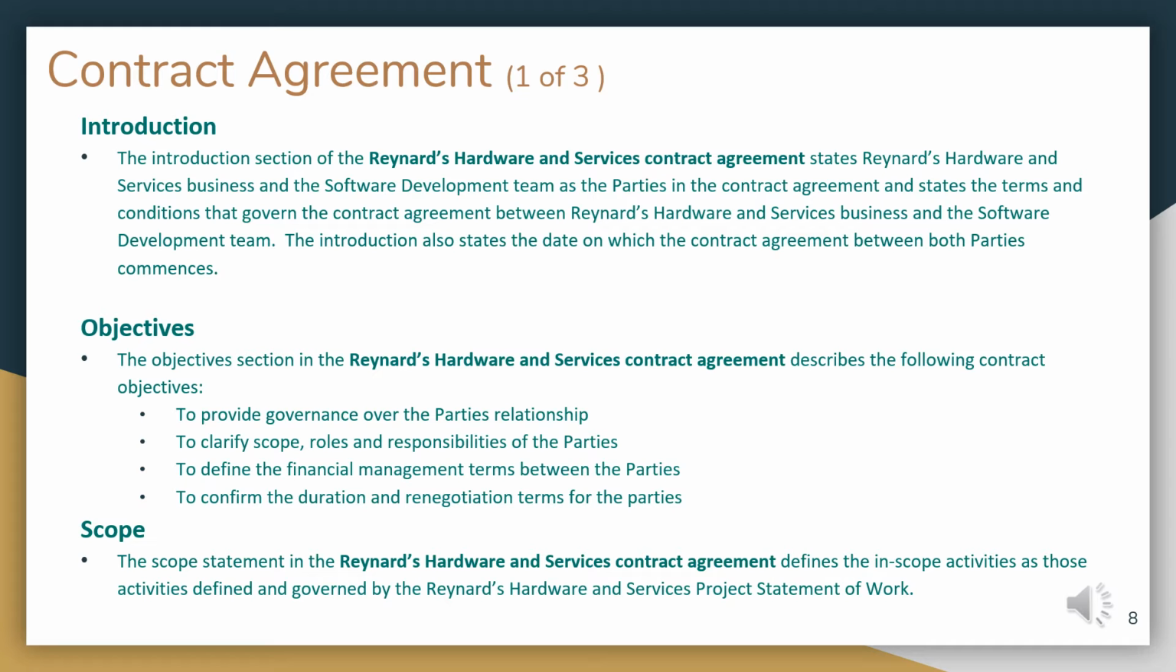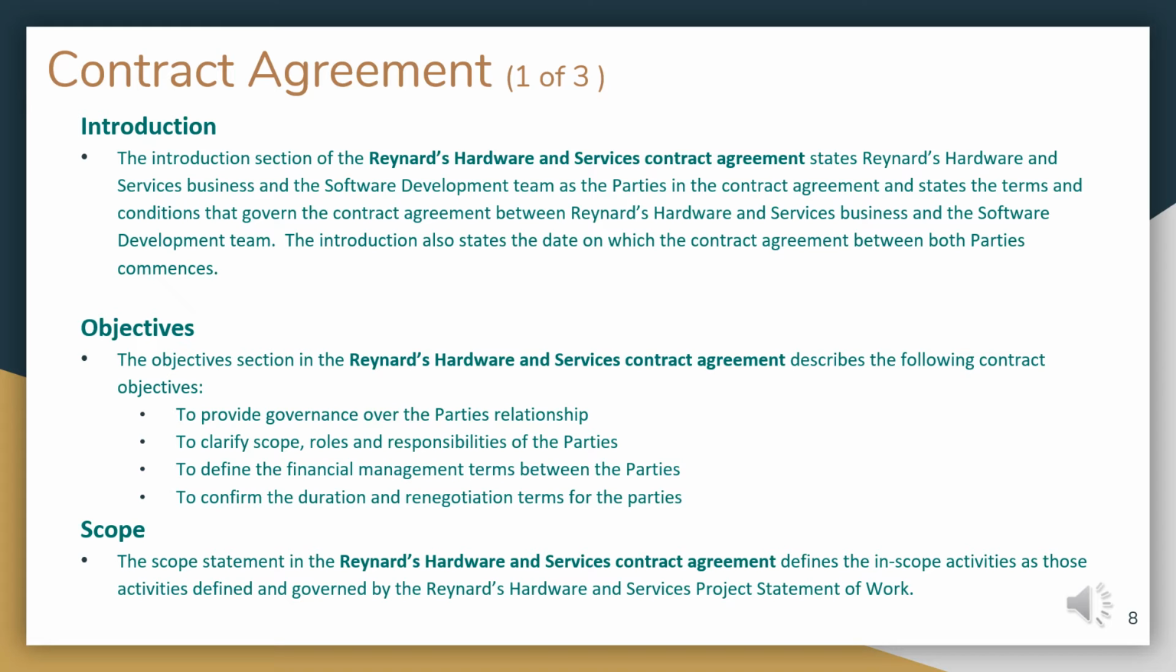The first section is the introduction section. The introduction section states the parties involved in the contract agreement and the terms and conditions that govern the contract agreement. It also states the date on which the contract agreement between both parties commences.